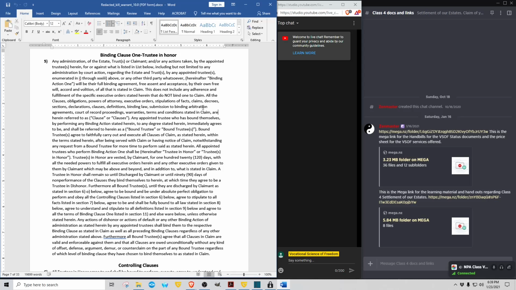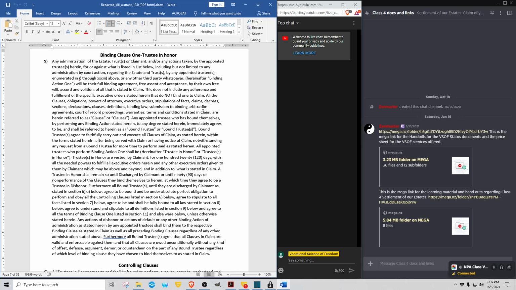Agree to be and shall be fully bound to all law stated in section 8 below. Agree to understand and stipulate to all definitions listed in Section 9 below, and agree to all terms of binding Clause 1 listed in Section 11 and elsewhere below, unless otherwise stated herein. Any actions of dishonor or actions of default or any other binding actions of administration as stated herein by any appointed trustee shall bind them to their respective binding clause as stated in claim, as well as preceding binding clauses regardless of any other administration stated above.